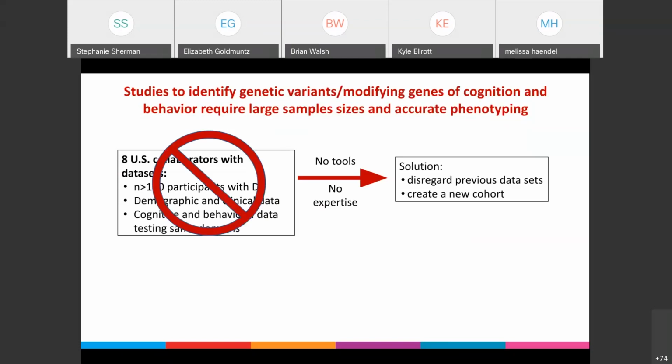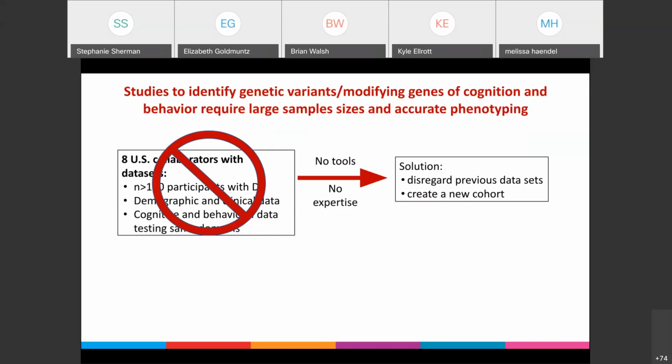And we couldn't do it. Our group ourselves didn't have the tools to harmonize these kinds of data. We didn't have the actual resources to do that, and we didn't have the expertise. So what we ended up doing was disregarding all of our previous data sets and thought that the only way to do this was to create a new cohort. And that is just such a waste of investment into these studies, and again, to expand the burden on families who've been participating in these.